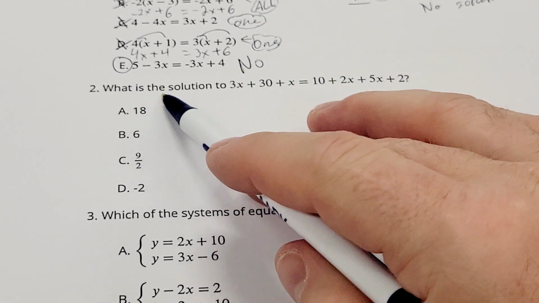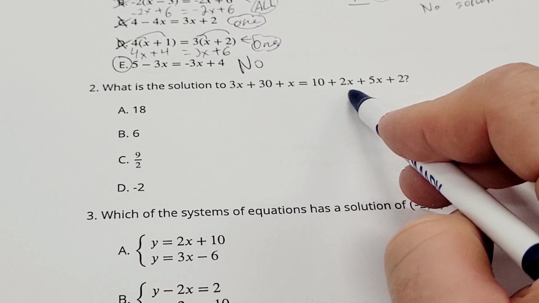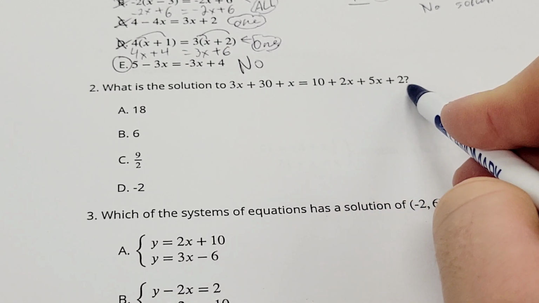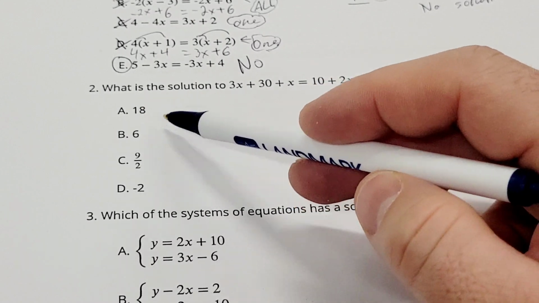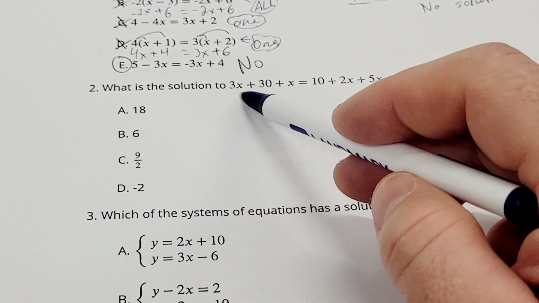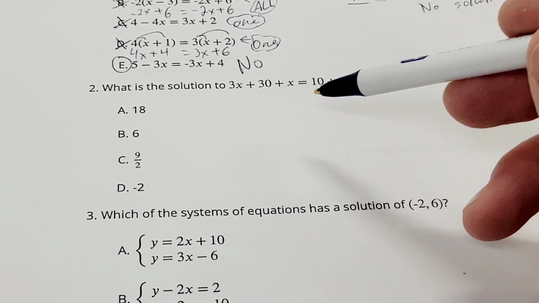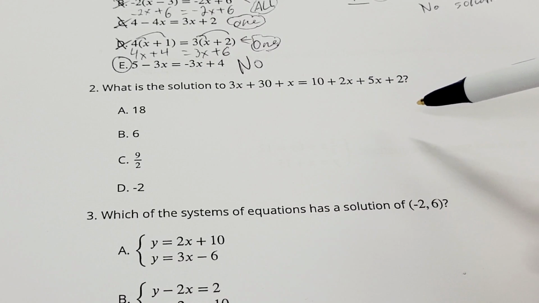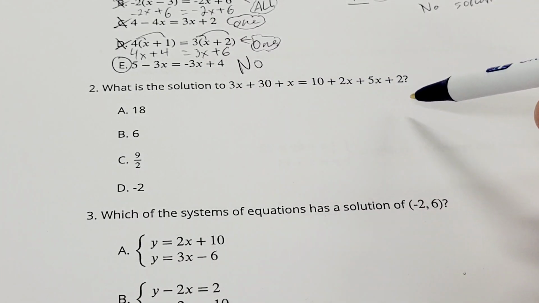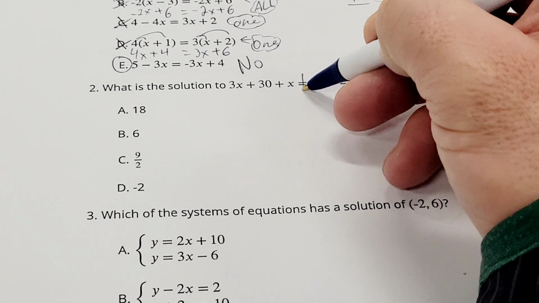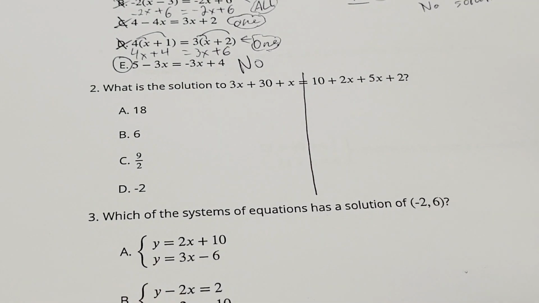Number 2, what is the solution to 3x plus 30 plus x equals 10 plus 2x plus 5x plus 2? Now, since this is multiple choice, you could go ahead and take all of these numbers, put them into the x position one at a time, and see if it pans out. Meaning that if it satisfies the equation, you get the same amount on the left of the equal sign and the right of the equal sign. So you could do that with all 4 if you want. But we've learned how to actually solve these, so let's solve it.